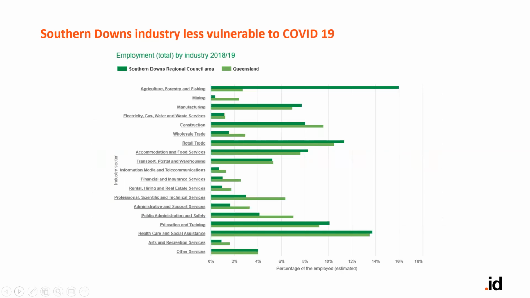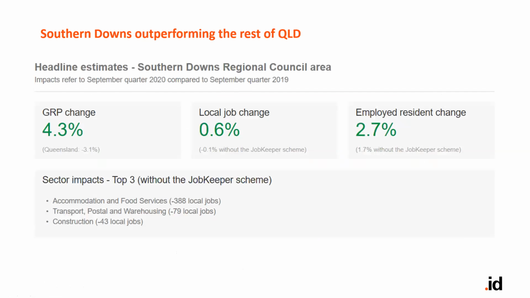So here we've got our Southern Downs industry is much less vulnerable to the impacts of COVID. So we can see ag, forestry and fishing, healthcare and social assistance, education and training, retail trade, accommodation and food services up there, but it's really balanced with these other industries. And this is our headline estimates for the Southern Downs Regional Council area. So certainly outperforming the rest of Queensland, and most of the Darling Downs Southwest region is performing really, really well.